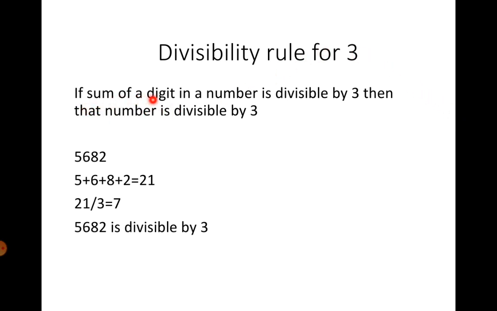If the sum of digits in a number is divisible by 3, then that number is divisible by 3. Example, 5682. Here the sum of digits, 5 plus 6 plus 8 plus 2, is equal to 21, and 21 when divided by 3 gives 7 without any remainder. So 5682 is divisible by 3.